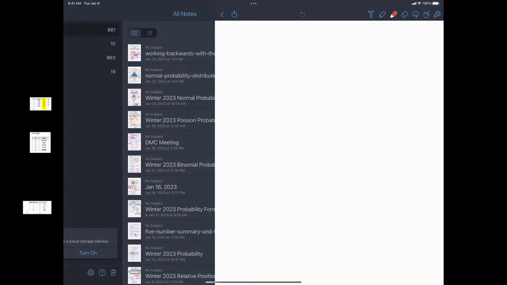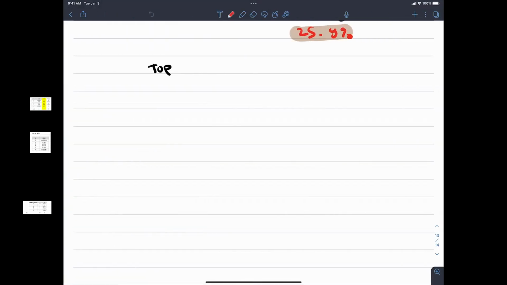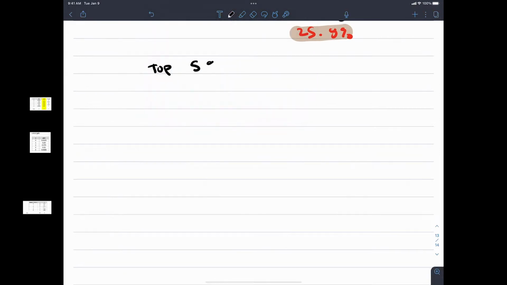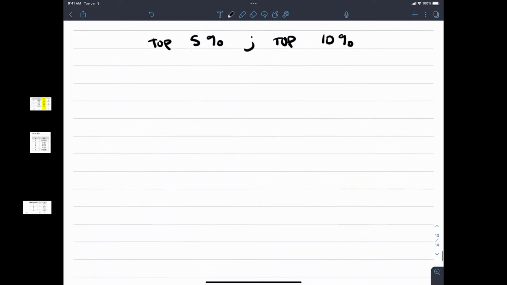So what I wanted to do is say, what if it was the top? Here's some very popular: top 5% of IQ scores. You know what else is popular? Top 10%. So we can find the top 5% of IQ scores and the top 10%.